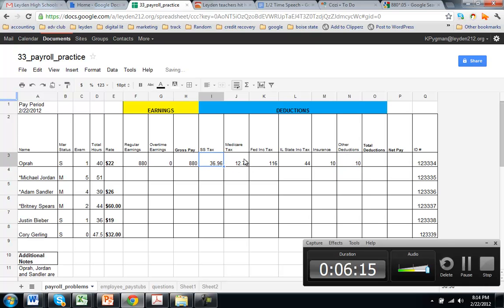Now I'm going to add up all of these deductions, whether they're voluntary or involuntary. I'm going to write the total here, and then I'm going to subtract my total deductions from my gross pay, and that's going to determine Oprah's net pay. So you need to repeat that process for the rest of these workers.